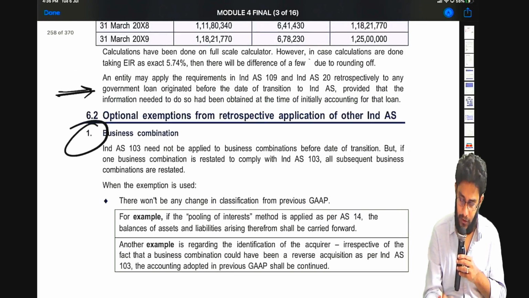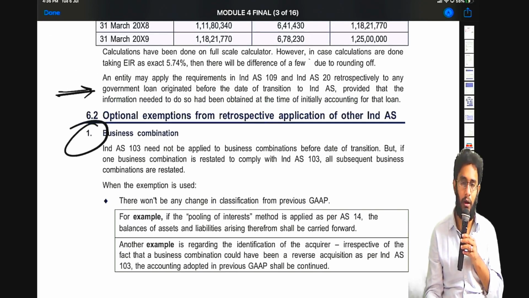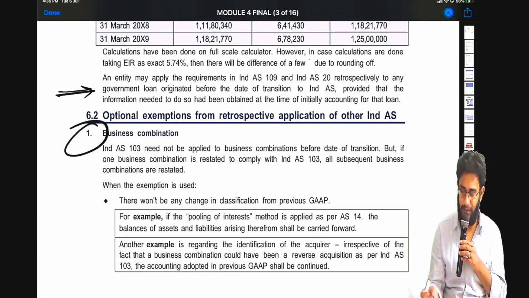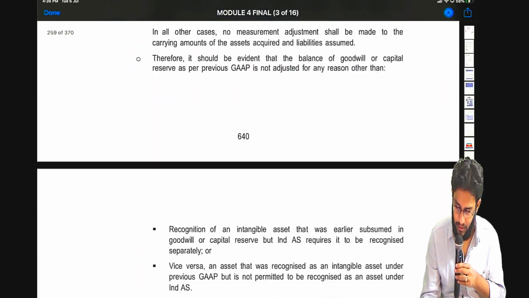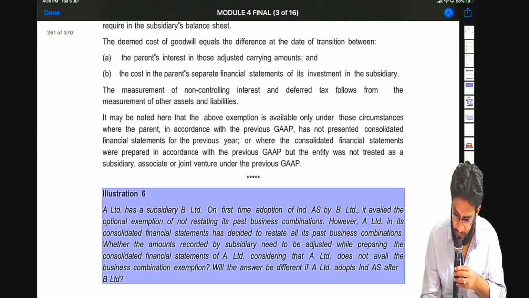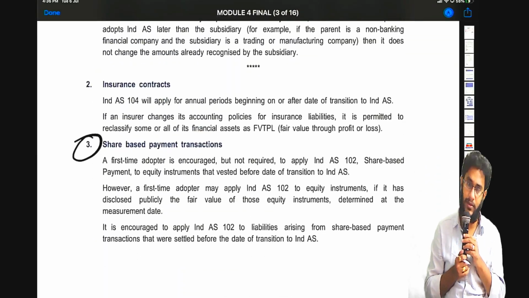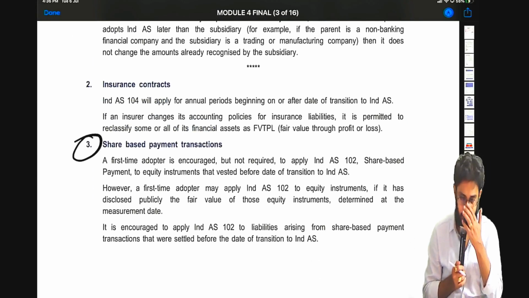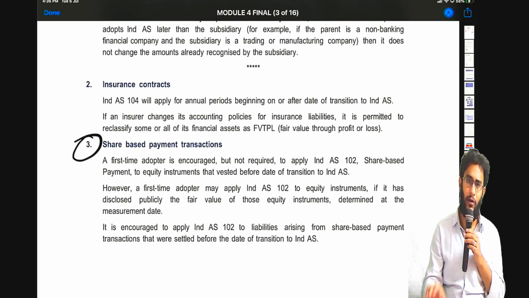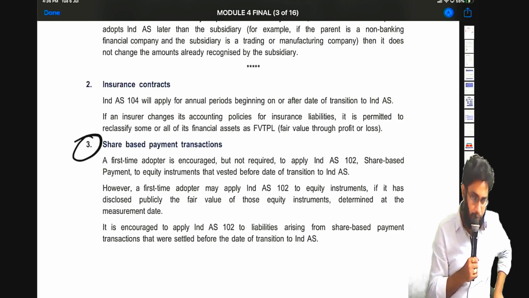So first one is on business combinations, an important one, but unfortunately there are no questions on that except 1 or 2 small theory questions. We'll cover this a little later on. First, let's cover easy ones. That is the share based payment transaction. First, let me tell you the position, then I will tell you what exception is available.